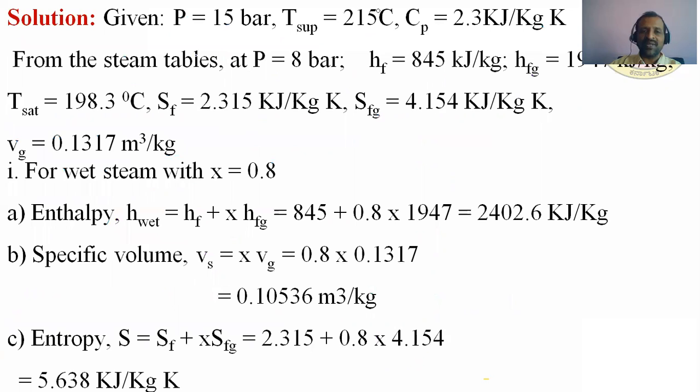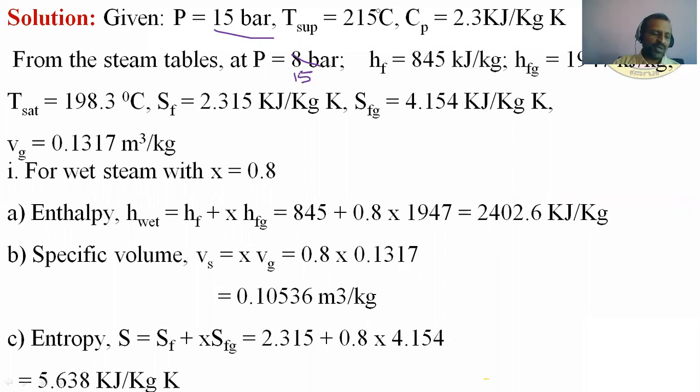So what is given? First, pressure 15 bar is given. Then the superheated temperature, that is also given as 215 degrees Celsius. Specific heat of superheated steam is given as 2.3 kilojoules per kgK. Right? Then you can refer to the steam tables, and go for the 15 bar. So this, I think this is wrong. This is not 8 bar. This is 15 bar. Take it as 15 bar.